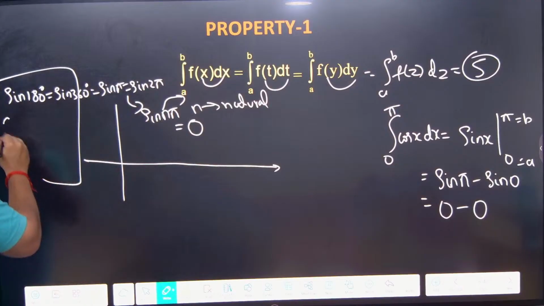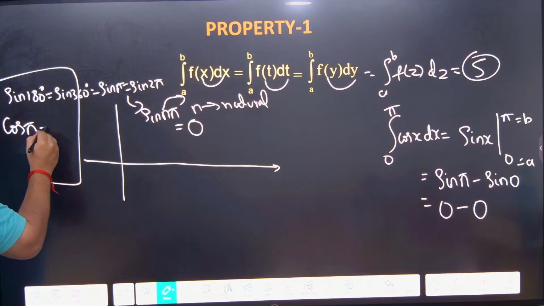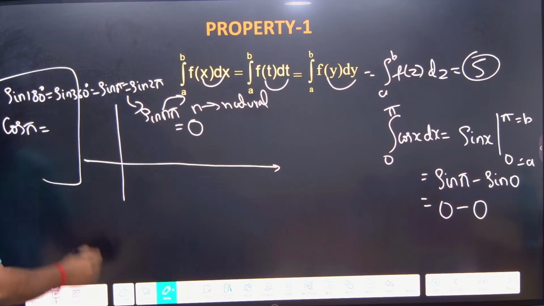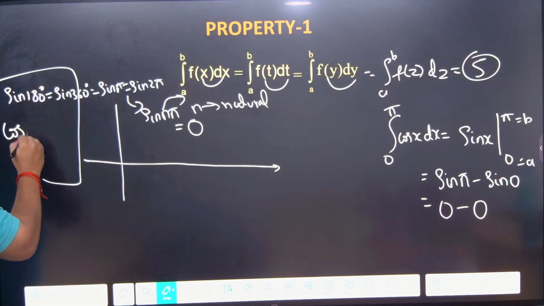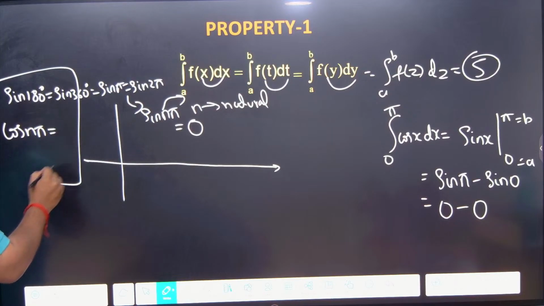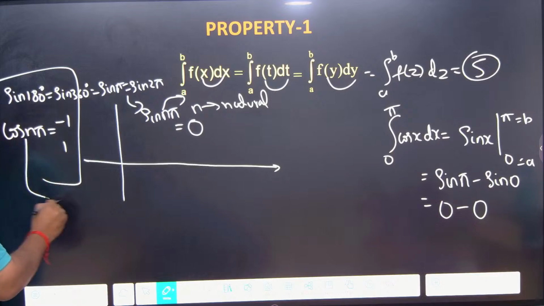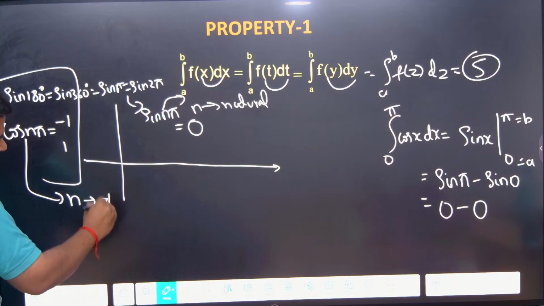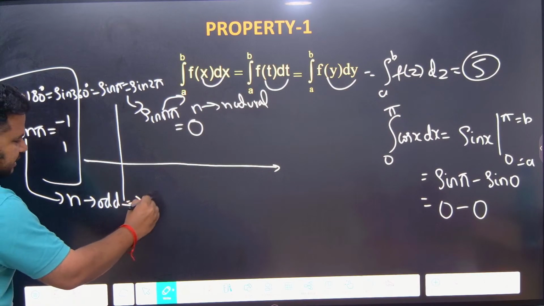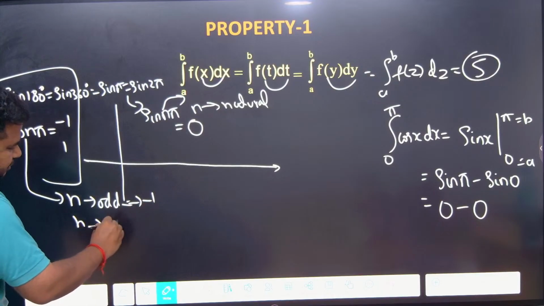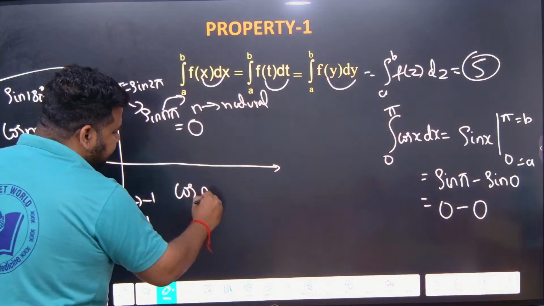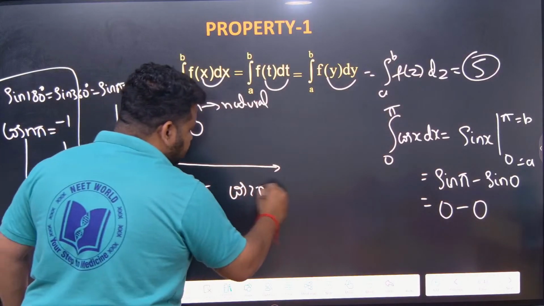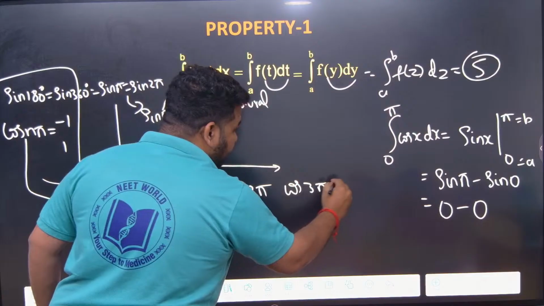When it comes to cos pi, okay, cos pi, here you should know that I will write cos of n pi. Cos of n pi, if I write it, this value will be equal to minus 1 and it will also be equal to plus 1. That means what? When n is odd, it will be equal to minus 1. When n is even, it will be equal to plus 1. Very good, that's all.